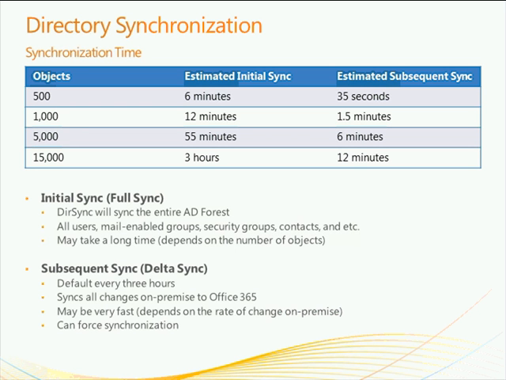The subsequent syncs, the delta syncs on the other hand, the ones that we'll be doing on a regular basis, usually happen very quickly because it's only synchronizing changes. Whereas in the initial sync, it can take a very long time because it might have to provision a lot of objects other than just updating them. So it's creating new versus just updating.